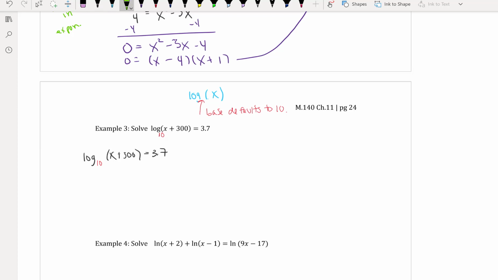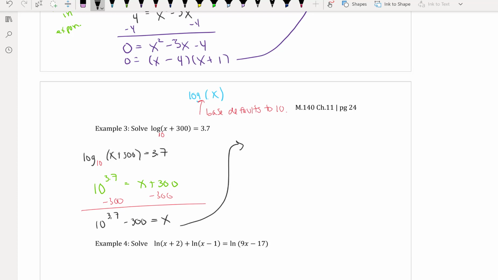So now I'm going to rewrite it as an exponential. So I have 10 to the 3.7 is equal to x plus 300. So I'm going to go ahead and subtract 300 from both sides. So I can get x, oops, not x, but 10 to the 3.7 minus 300 is equal to x. I'm just going to rewrite that. X is equal to 10 to the 3.7 minus 300. And this is my exact answer.